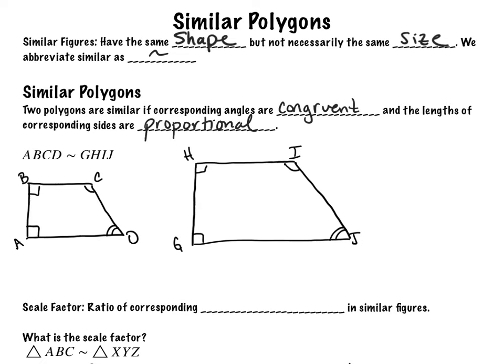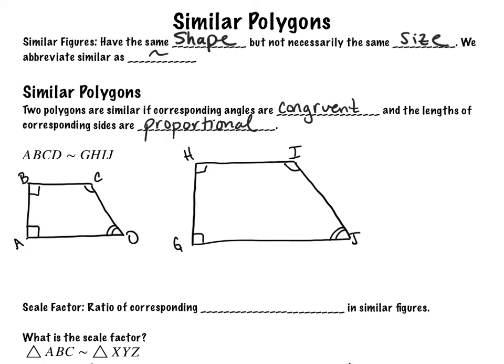So when I look at these two shapes here, ABCD is similar to GHIJ. That is the similarity statement. So if they ever say, write a similarity statement, or what is a similarity statement, they're talking about this right here. Okay. So if you notice, A and G are congruent, B and H, C and I, D and J.